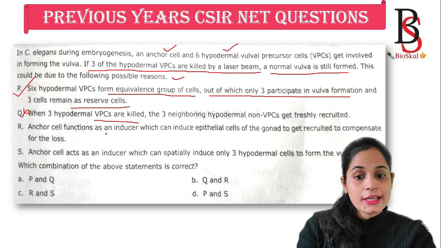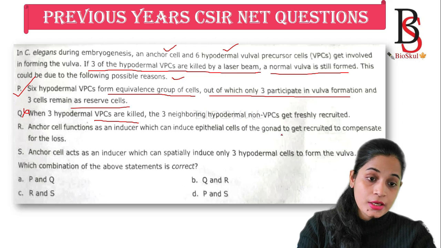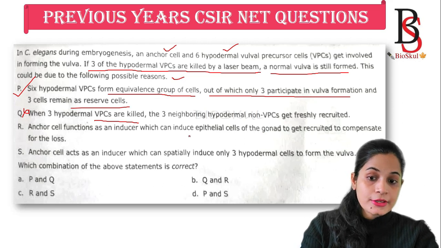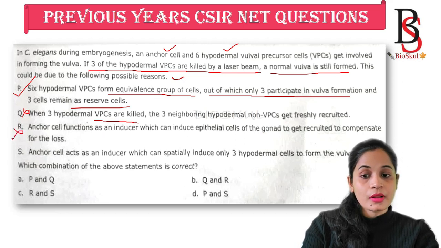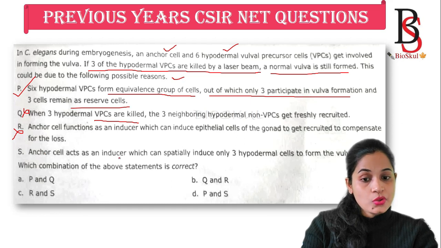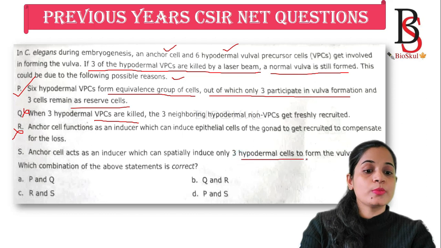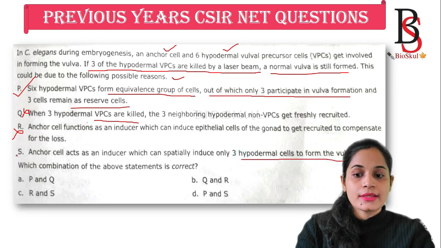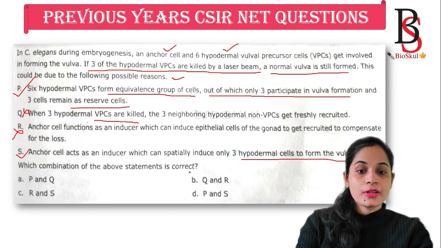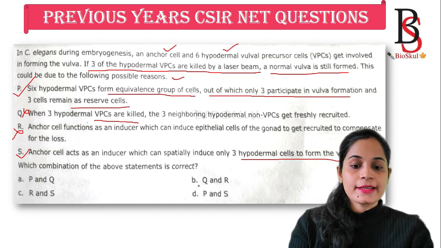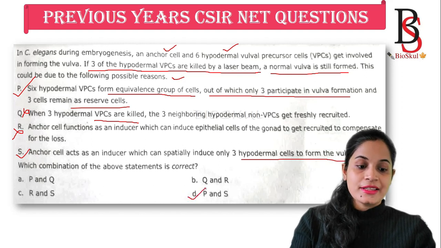Anchor cell functions as an inducer, which can induce epithelial cells of the gonad to get recruited to compensate for the loss? No. Anchor cell acts as an inducer, which can specially induce only 3 hypodermal cells to become the vulva cell. Yes, this one is right. Which combination of the above statements is correct? That is P and S. That is option D is the correct answer.